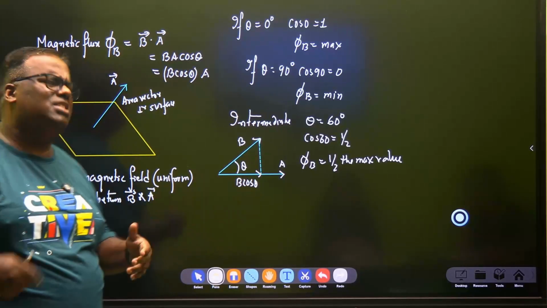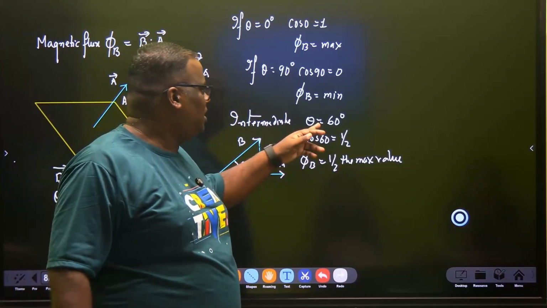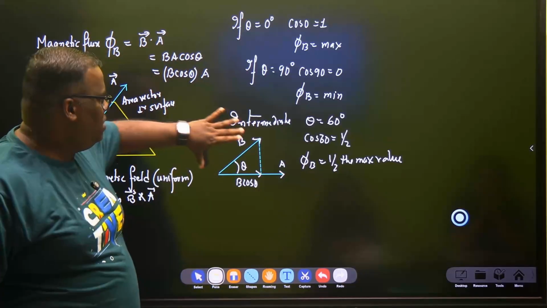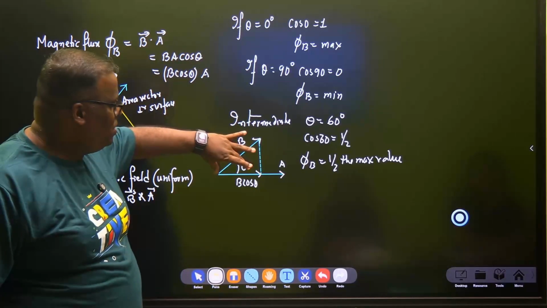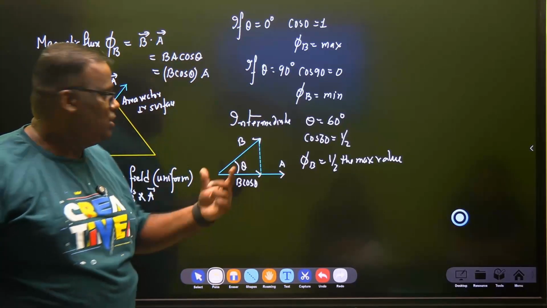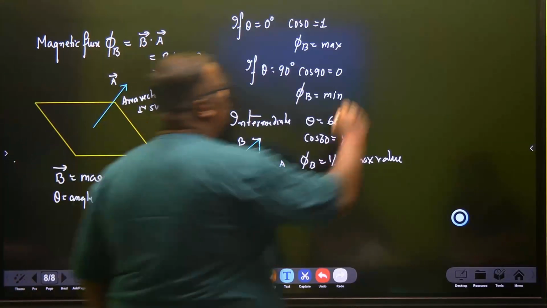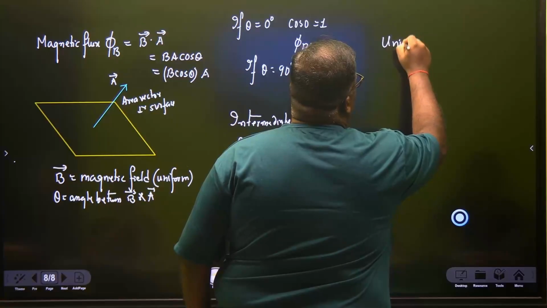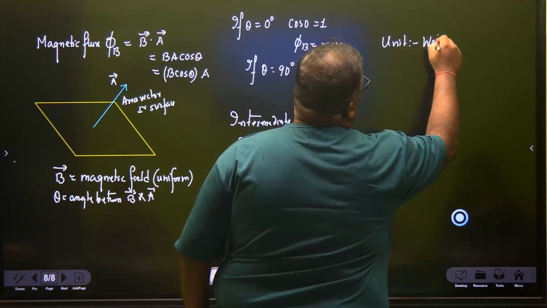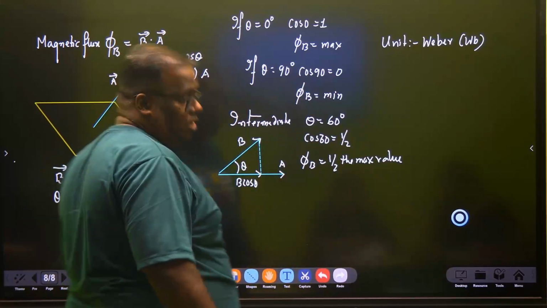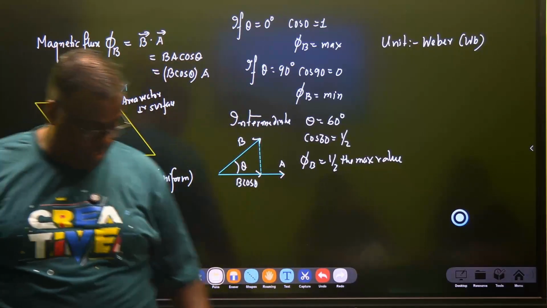Now you can ask a question, sir, why does the flux decrease in an intermediate portion? Obviously, B was this big, but when you use B cos theta, it becomes smaller. So the dot product becomes smaller. Okay, let's notice the unit. The unit is Weber, denoted by Wb.